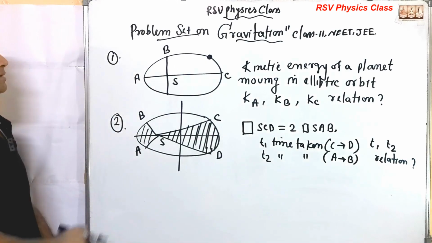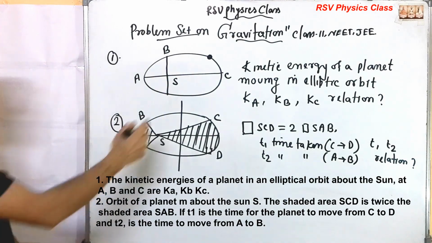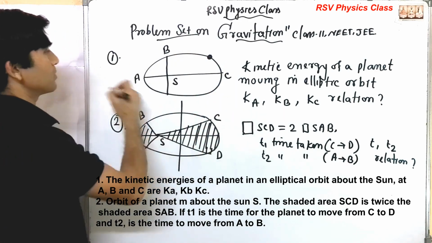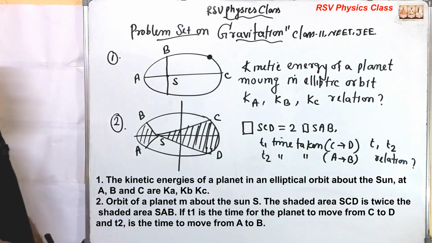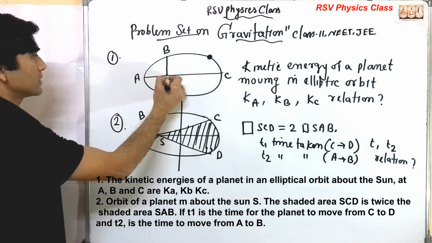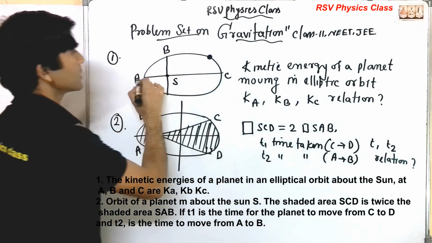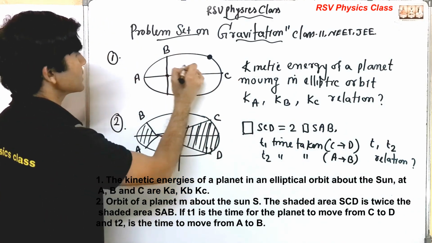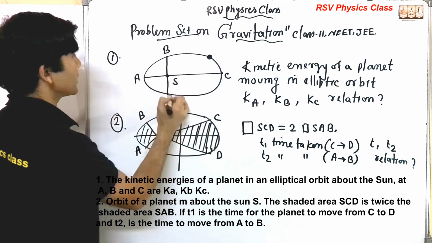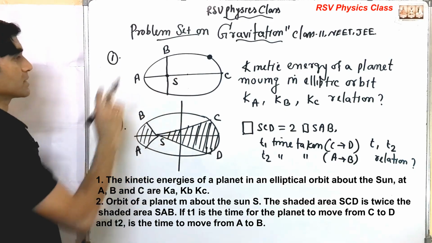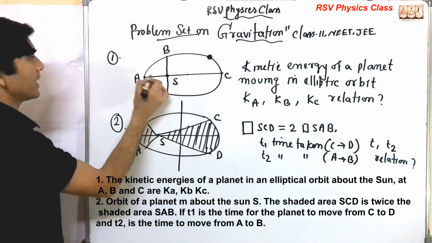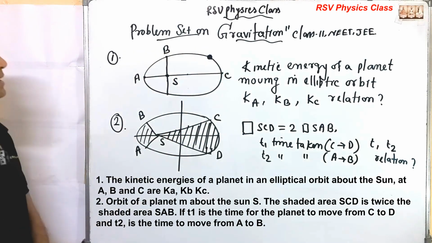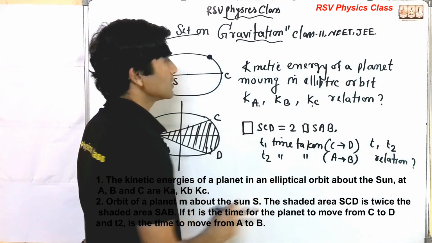Okay, let's read problem number 1. You know the planets move in an elliptical orbit. This is your Sun, and this is our solar system. This is the planet, whether it is Earth or Mars, etc. The Sun is at the focus, and this is the semi-major axis, and this is the semi-minor axis. I have drawn a perpendicular at the focus point. The planet is moving through points A, B, and C, with kinetic energies Ka, Kb, and Kc. So what is the relationship?